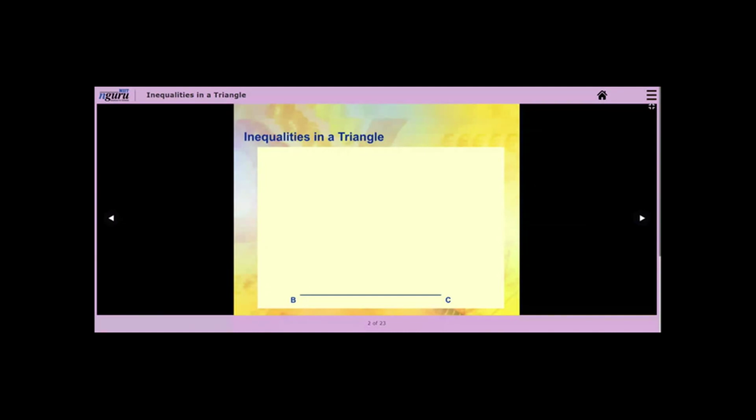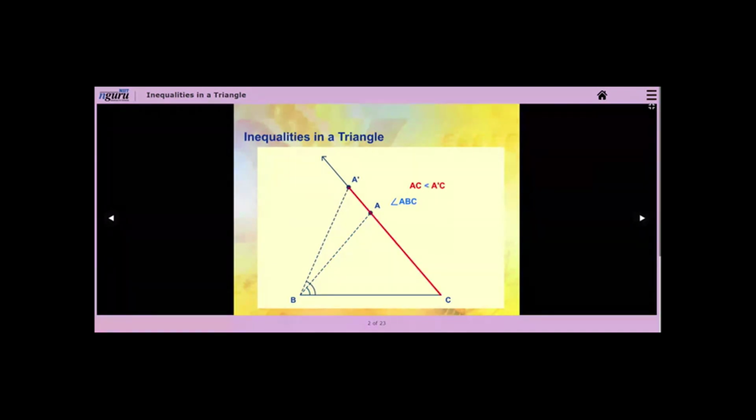Now, let's perform an activity to check whether the inequality of the sides in a triangle results in inequality of the angles. Consider a triangle ABC. In this triangle, angle ABC is opposite side AC. Produce CA to A dash and join A dash B. Now, AC is less than A dash C. What do you observe about angle A dash BC and angle ABC? Angle ABC is less than angle A dash BC.